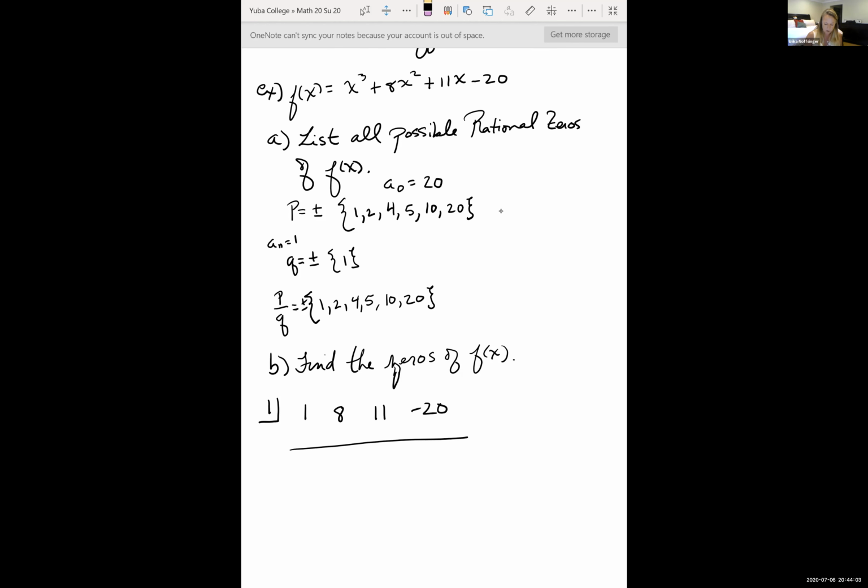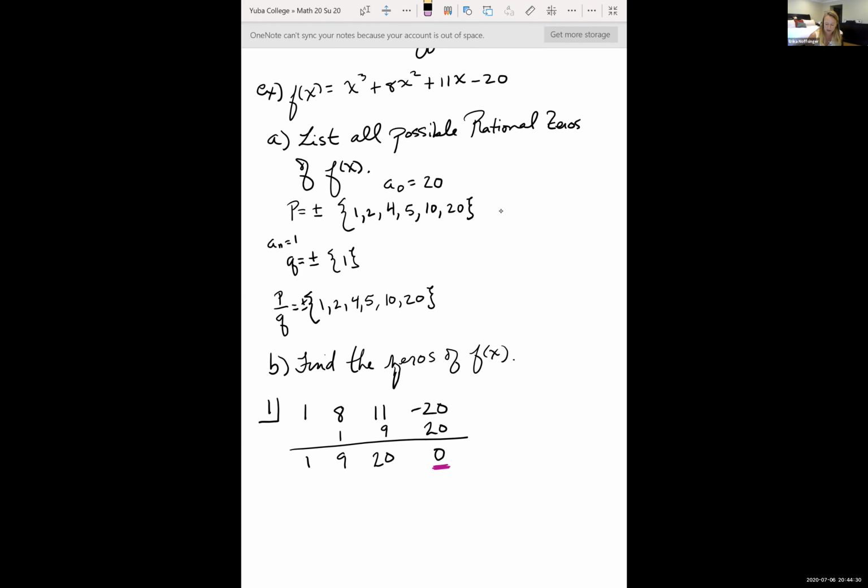So bring down our 1. 1 times 1 is 1. Bring it below, and then sum the next number. So 8 plus 1 is 9. 1 times 9 is 9. 11 plus 9 is 20. 1 times 20 is 20. And I get back 0. Yay. That normally doesn't happen at the first number I try. Works.